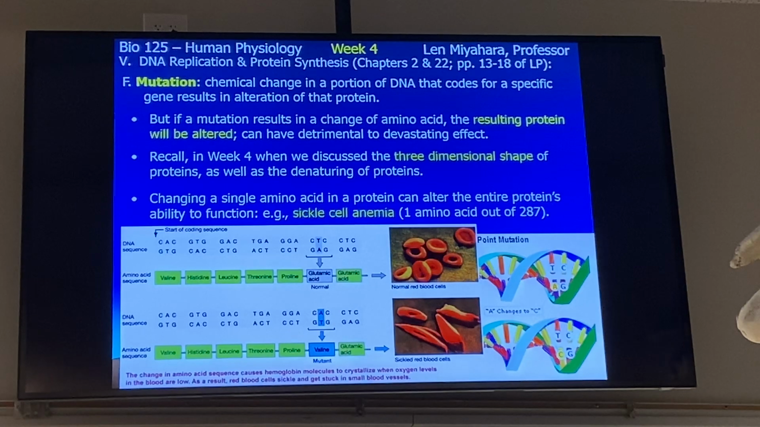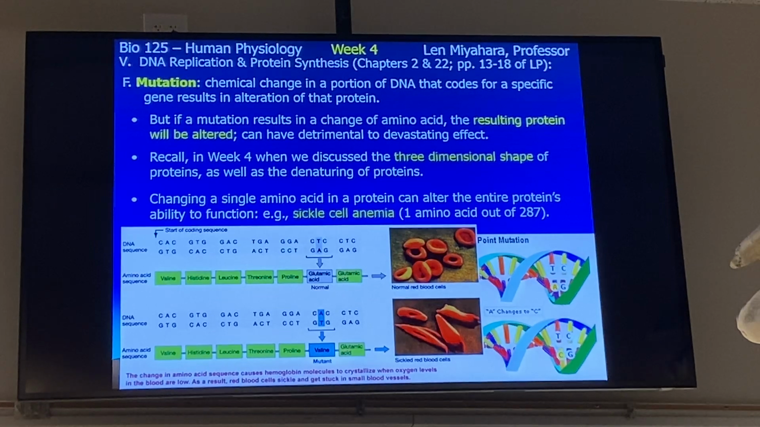Does sickle cell only happen in the second one, or can it also happen in the first? In this case, it's the second one. Okay. You're not going to get sickle cell anemia if you don't change it to valine, because that's the thing that causes it, is the valines stick together from different globins. Okay?